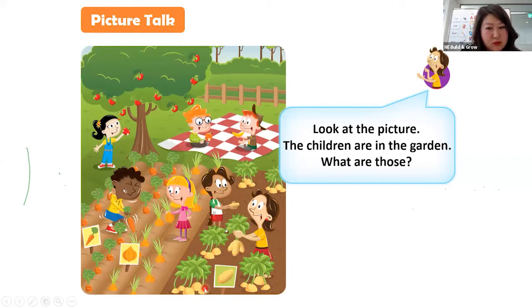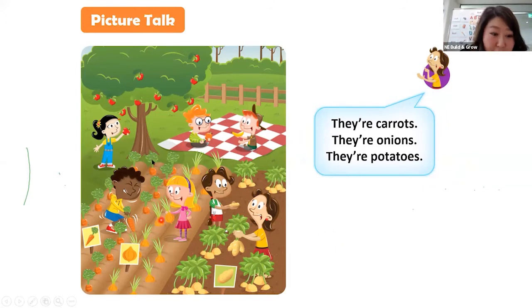Wow. Ooh, amazing, right? The children are in the garden. What are those? Great, good. I already hear some sound about the apple, like they're pulling around. You can just listen to what they're saying. Good. Oh, they are carrots, right? Carrots.